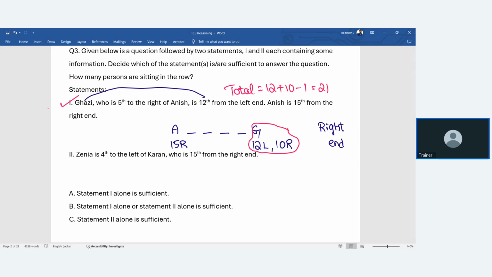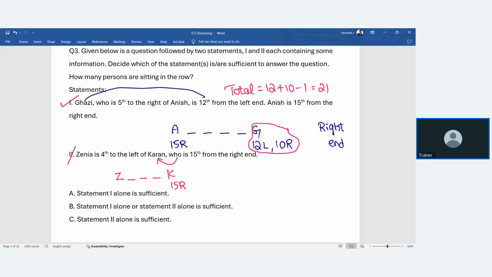Two alone also we have to do, because there is an option B: either one alone or two alone. Let me try with two alone. Genia is fourth to the left of Karan. Karan first left, second left, third left, fourth left. Who is, because of the word who, Karan. Karan is 15th from right end. Okay, but I don't know from the left end which position. I cannot decide. Karan is 15th from right end, fine, but from the left there is no clue in the question.